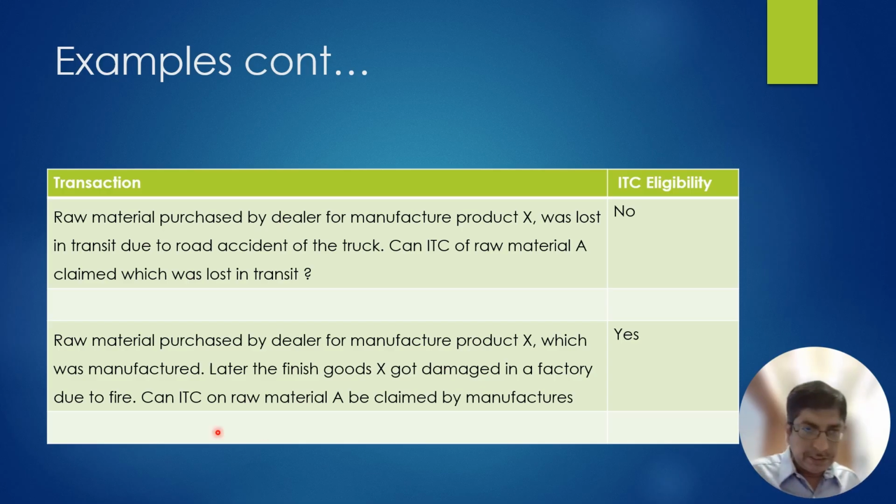Now the next example: the raw material A is purchased, it is manufactured, and the finished product X is manufactured. That is kept in the warehouse, and that product X, the manufactured finished goods, is lost due to heavy rains. Whether the credit is available on the raw material A? The credit is available because it is used in the manufacturing process. It is not lost as such. Therefore, the credit is available.